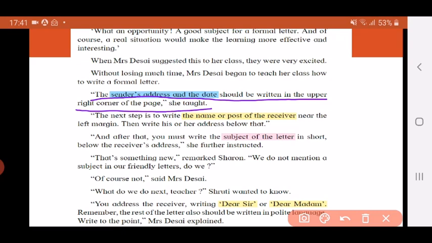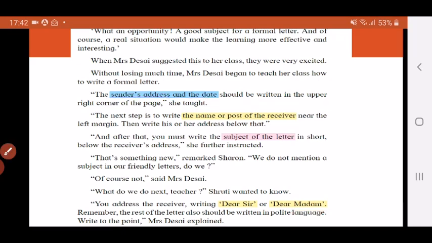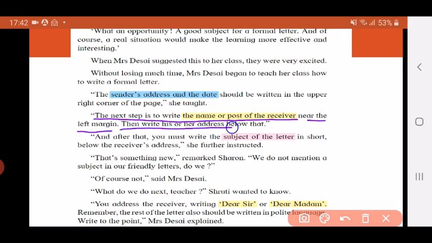Below the address, you have to write the date on which you are writing the letter. Now this will come on the right hand side. Let's see step number 2. The next step is to write the name or post of the receiver near the left margin. Then write his or her address below that.